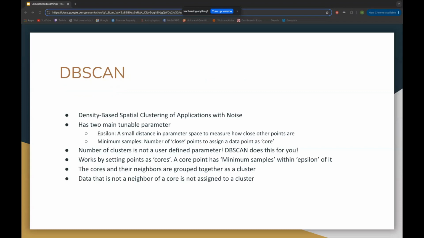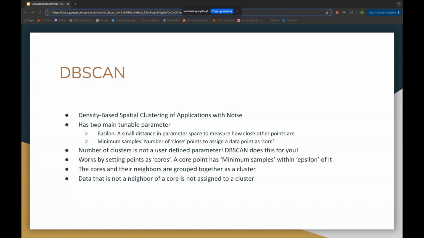Okay, so the next one is DBSCAN. It's density-based spatial clustering of applications with noise. Here there are two tunable parameters, which are epsilon, which is a small distance, and minimum number of samples, which is an integer. Importantly, the number of clusters is not a tunable parameter for this. Unlike k-means, the number of clusters is going to be fully determined by DBSCAN.